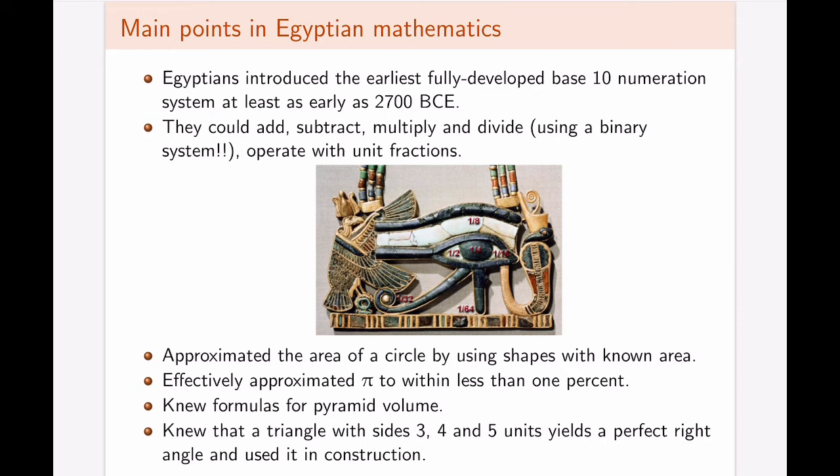They also did some more abstract mathematics. They approximated pi to within less than 1% with these seemingly primitive tools. They approximated areas of circles. They knew formulas for pyramid volume. That shouldn't surprise many of us. They also knew Pythagorean triples that are necessary in construction of their pyramids and in construction of right-angled triangles.